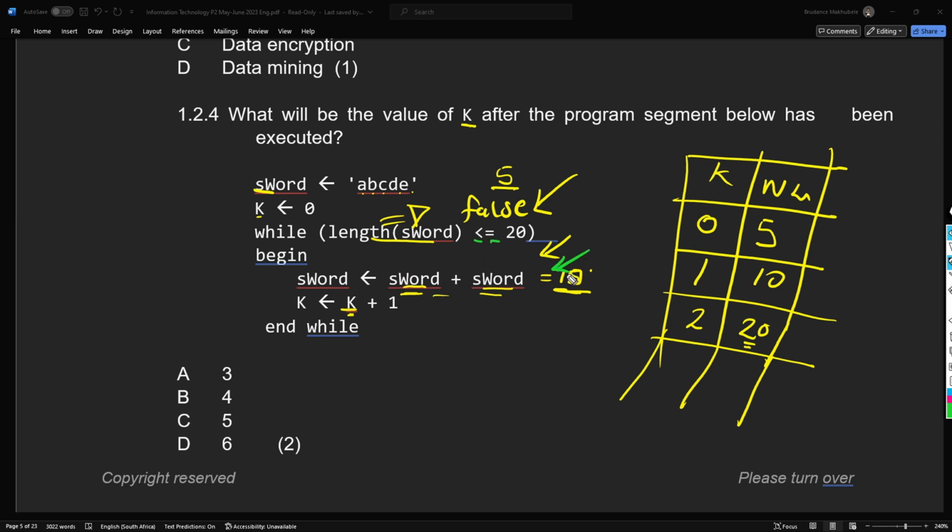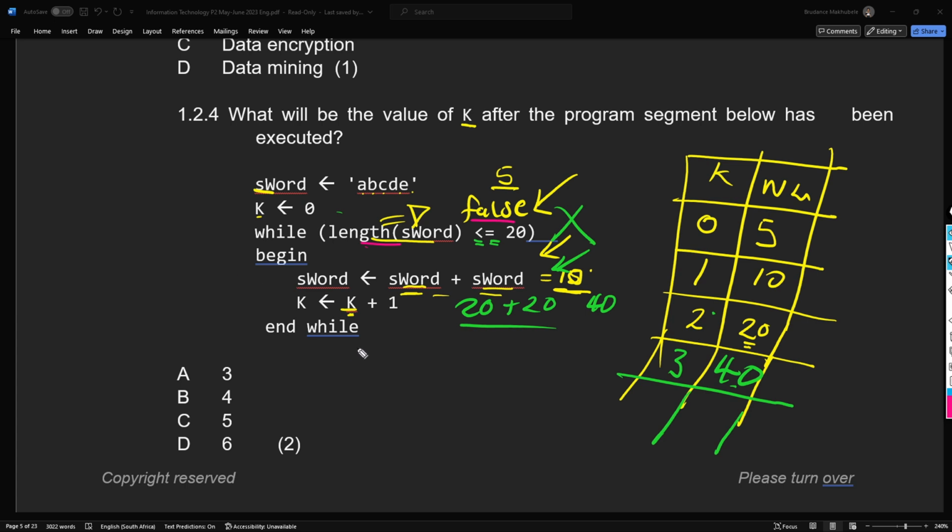Yes. We're gonna get inside the loop again, and then we're gonna have our 20 plus 20, and that will be 40. It's fine. 40, and then k plus 1, we're gonna add 1 to 2, and we're gonna get 3, and then after that we are moving, right? So is 40 less or equals to 20? No. So if that's the case, it means that our condition here will give us false.